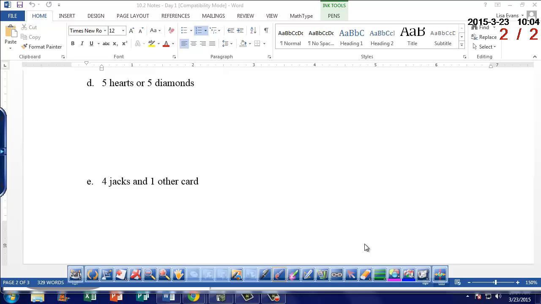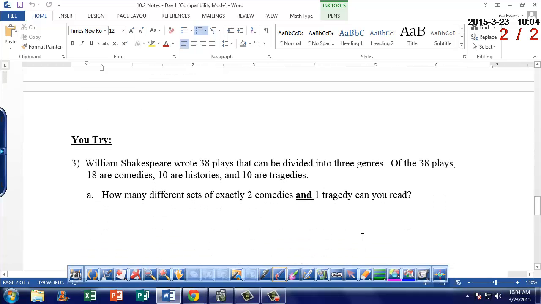Okay, now I want you to try the you-try on your own, but I'm going to give you a little bit of hints here. It says William Shakespeare wrote 38 plays that can be divided into 3 genres: 18 comedies, 10 histories, and 10 tragedies. How many different sets of exactly 2 comedies and 1 tragedy can you read?